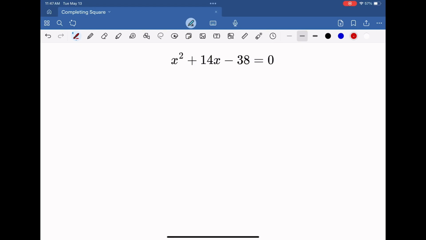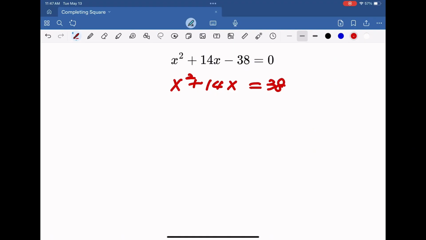First, we have to move the number to the right-hand side. So we just have x squared plus 14x. You add 38 to both sides, so it equals 38. Now you divide the coefficient of x by 2 and you square it. Then you add that number.